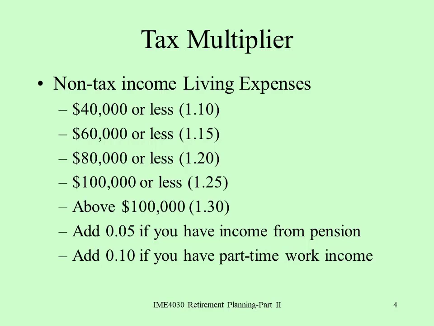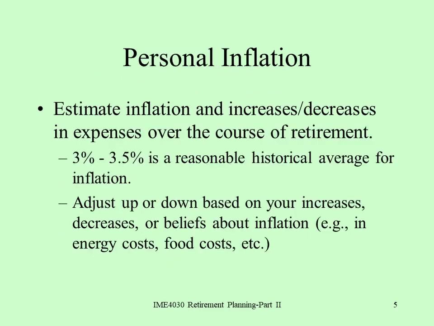Let's go to slide number 5 and look at inflation. And 3 or 3.5% would be a pretty reasonable historical average for inflation. And if you want to adjust that up or down based on your feelings about the future or whether or not you think you can decrease your expenses, your costs over time, you're welcome to. But that's a personal number that you're going to use. Let's go to slide number 6.